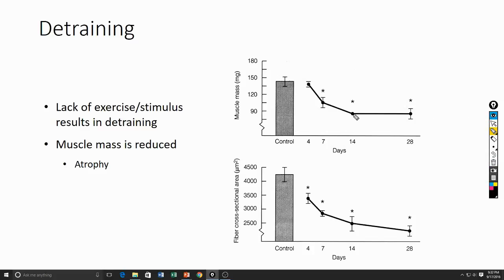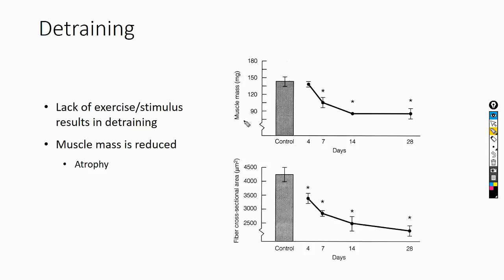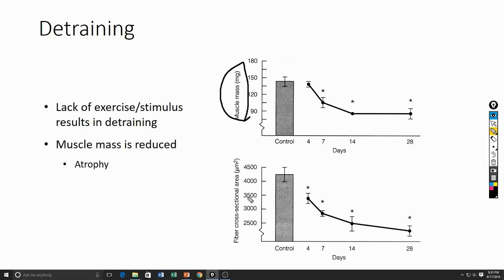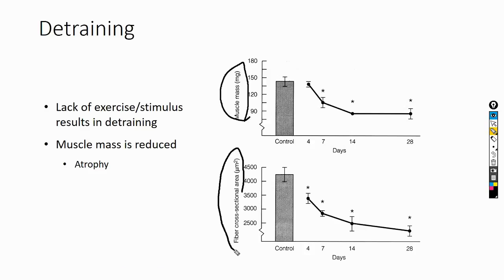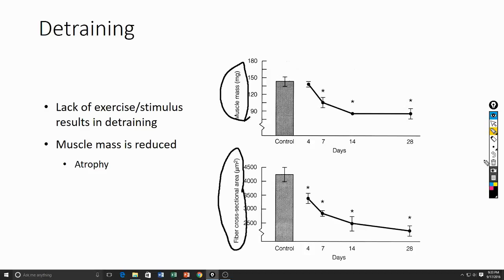But the answer is, within a week you'll see declines. Within 2 weeks you'll kind of stop. You'll have a tapering of reduction. And the same thing is seen here, and this is the cross-sectional area. So this is talking about muscle mass, how big the actual muscle is. This is talking about how big the fiber is. So fibrils within the muscle fiber.